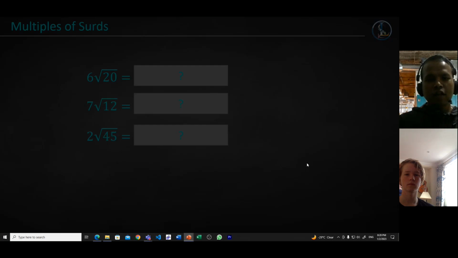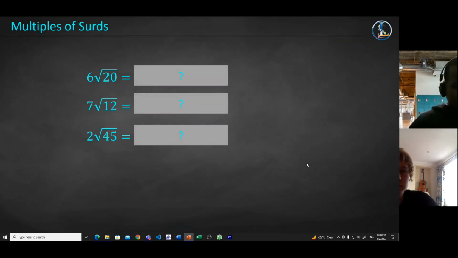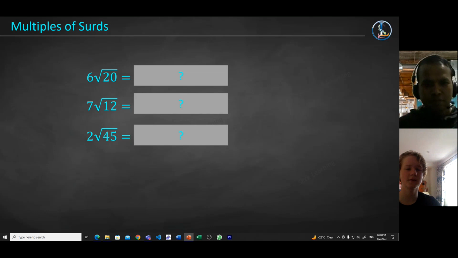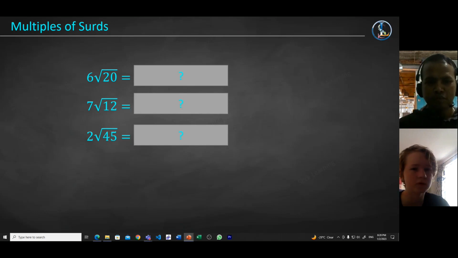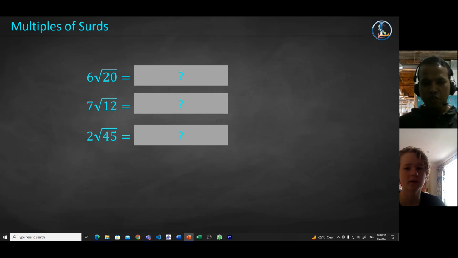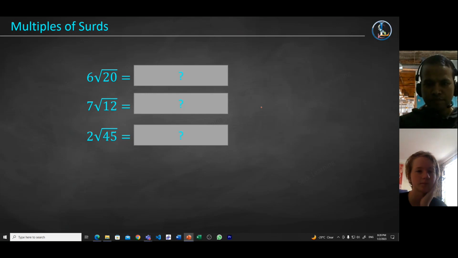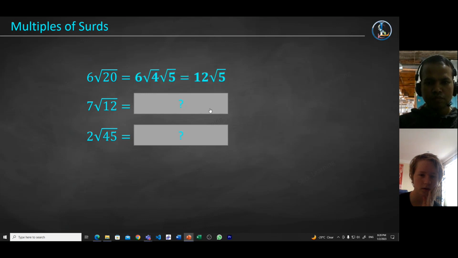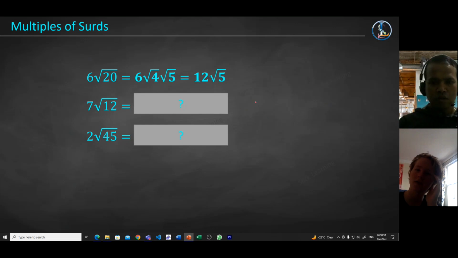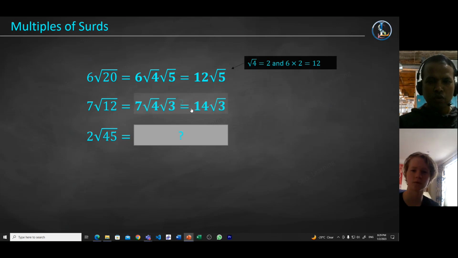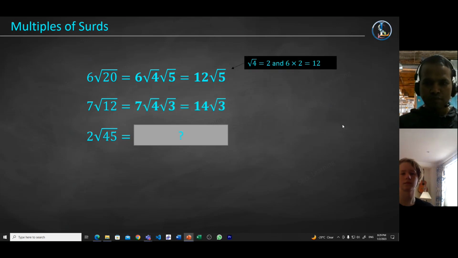Okay, let's solve for the second one. 4 and 3, yeah, that's right. And then you'd move on to, so you could square root it down to 2. Would it be 14 square root 3? Yeah, that's right, 14 square root 3.